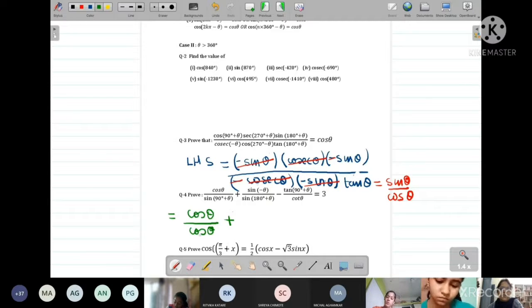Okay, right. Now this next one will be equal to what? Sine of minus theta is minus sine theta, upon sine of 180 plus theta, which is again minus sine theta. And the last one also, just solve 1 plus 1 and see whether you're getting 3 or not.